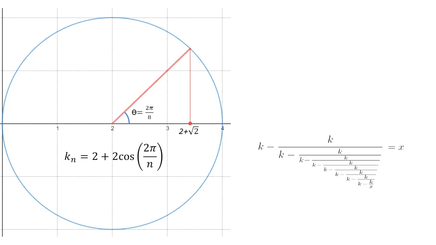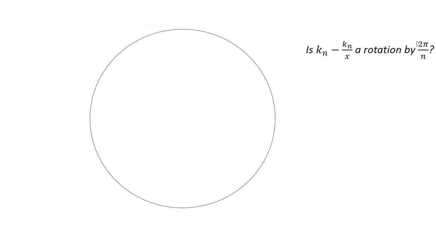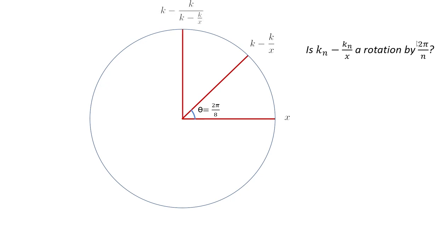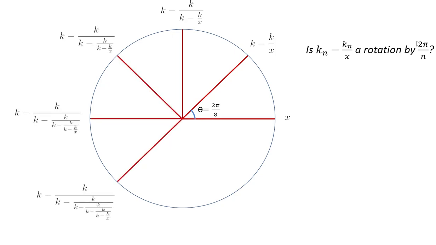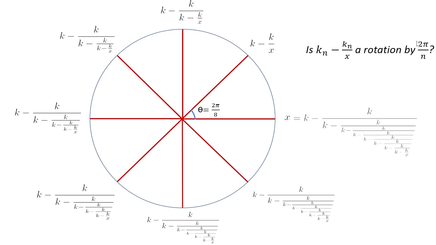Perhaps we can draw some sort of connection between this angle, 1/8 of a full circle, and the period 8. One guess might be that k minus k over x is a rotation by 2 pi over n. You could imagine that we start with a certain number x, and then applying the function k_n minus k_n over x rotates it by an angle 2 pi over n. Then, when we do it again, we've rotated it a little bit more, each time adding a new layer to our fraction, until we've reached a complete circle, and our big nested fraction is equal to x.